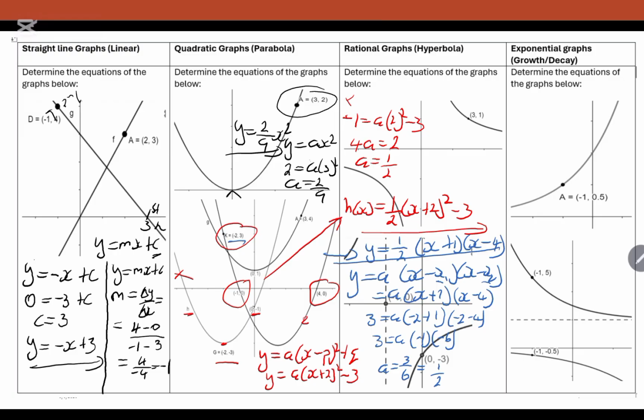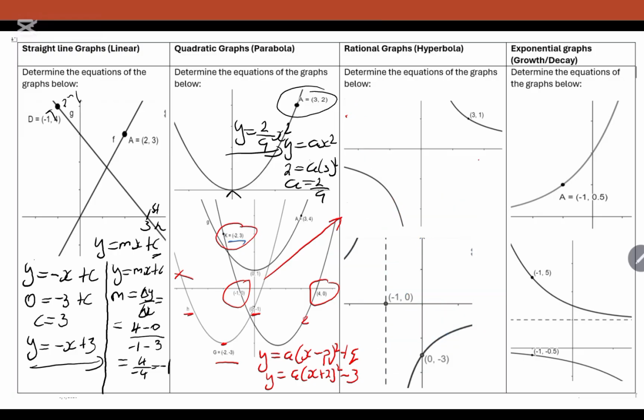Now let's quickly move to the rational function. When we look at these rational functions, they say determine the equation of the graphs below. Looking at the first graph here, I can see that the graph has its two pieces in the first quadrant and the third quadrant. And this graph is asymptotic to the x-axis and the y-axis. Therefore, this graph takes the standard form of y is equal to a over x, and the value of a is positive.